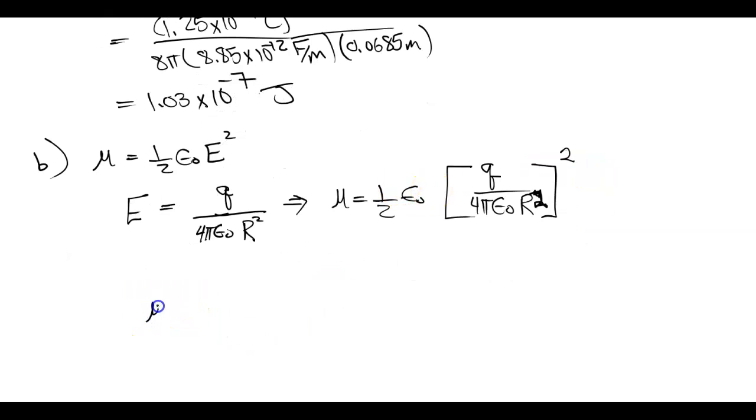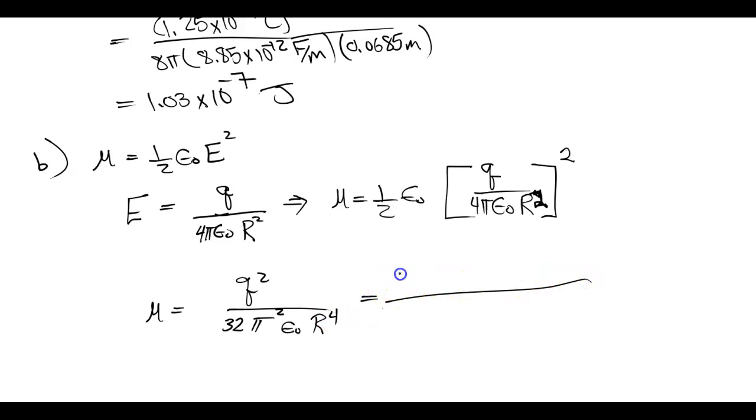And you notice that this leaves us with q squared on top. We get 4 squared times 2, which is 32 pi squared. We get epsilon squared here, and one of them cancels, but we still have an epsilon left over, and then r squared squared is r to the 4th.